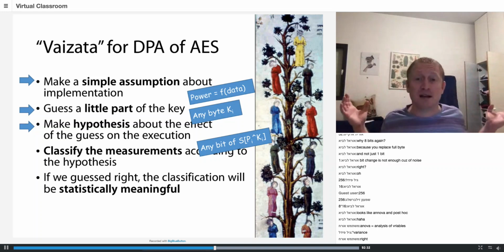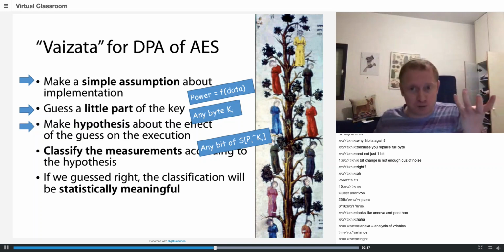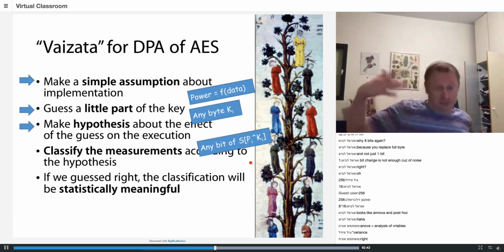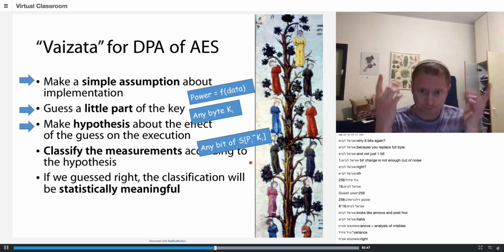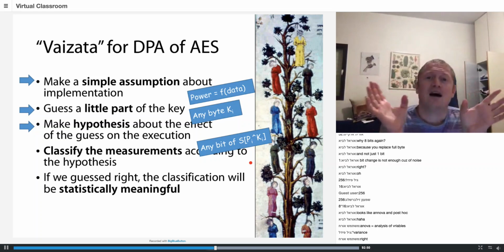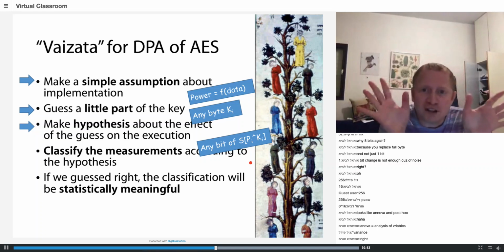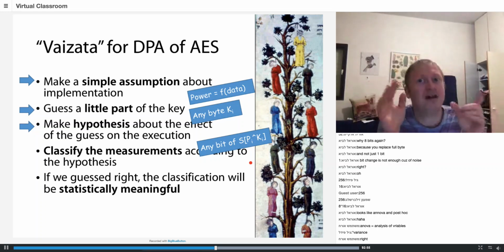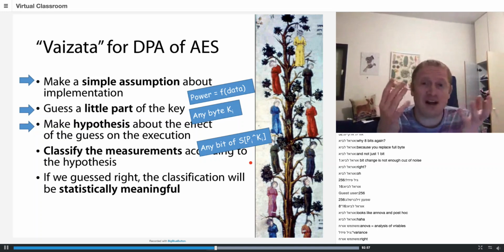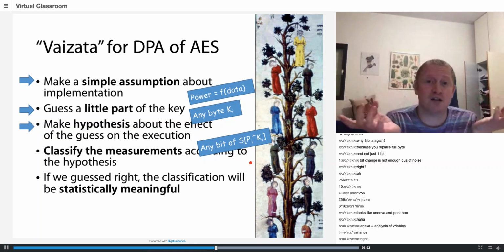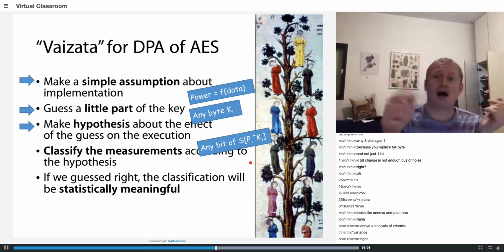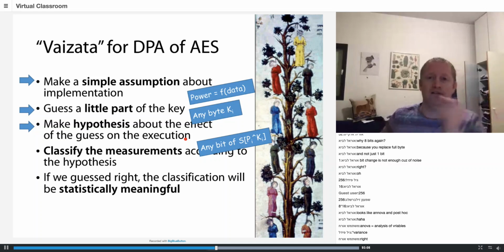How am I going to split in the case of DPA? I'm going to say in this bunch, a certain bit of SubBytes of plaintext XOR key is going to be 0, and in this bunch, this bit is going to be 1. 256 possible guesses. Each guess gives me a split into two piles. How do I choose on which pile I throw the trace? I'm going to look at one bit of this state.